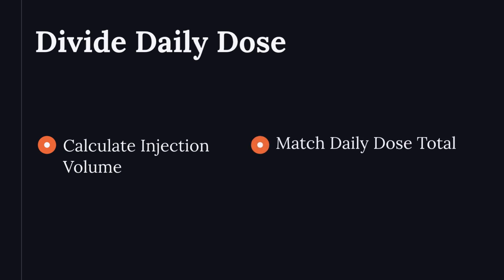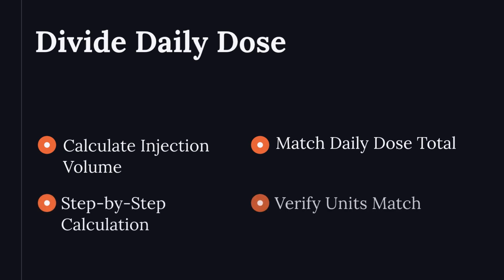Divide the daily dose by the number of injections. Use the medication concentration to calculate volume per injection. Ensure the total matches the recommended daily dose. Follow a step-by-step calculation process. Verify that units match before finalizing.